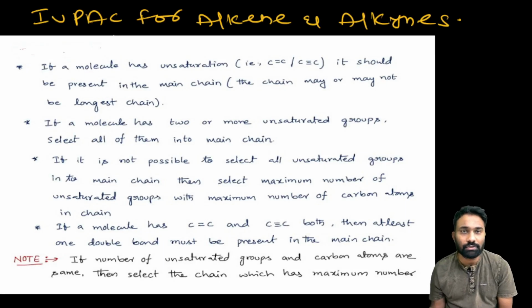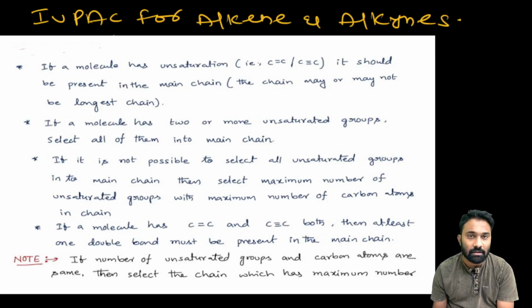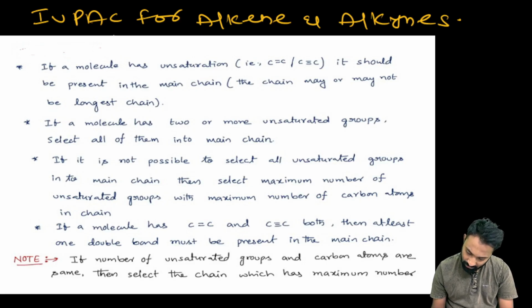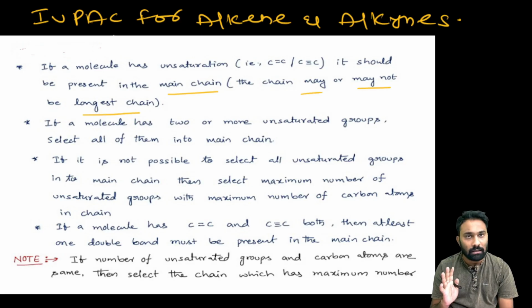Before starting the IUPAC for the alkenes, there are some rules you have to remember. If you remember these rules, while writing the IUPAC name for the given molecule, you will not get any confusion. The first rule: if a molecule has unsaturation, the double bond or the triple bond, it should be present in the main chain. Then the chain may be longest or small. Clear? Next, if the molecule has two or more unsaturated groups, select all of them in the main chain.